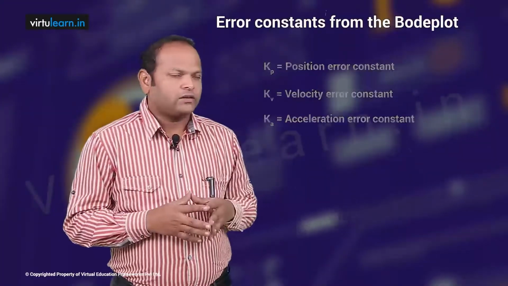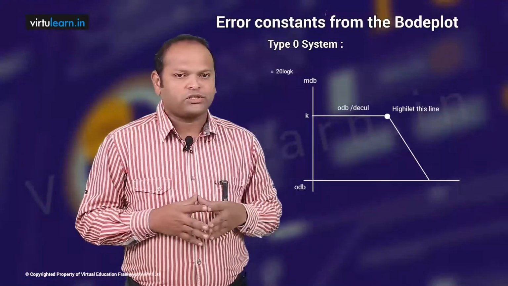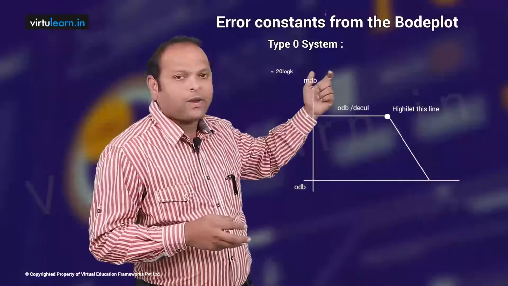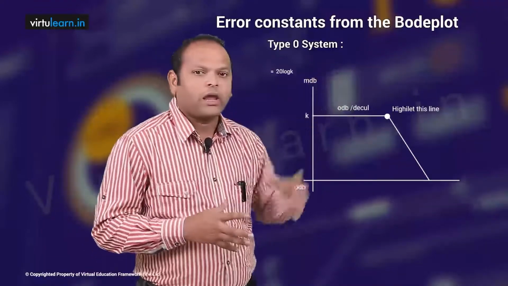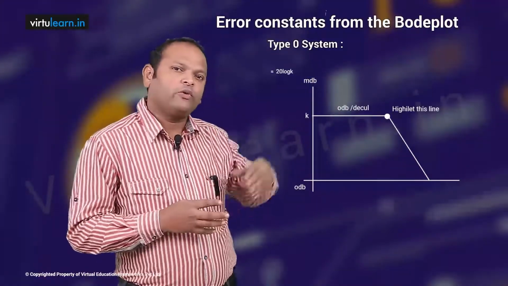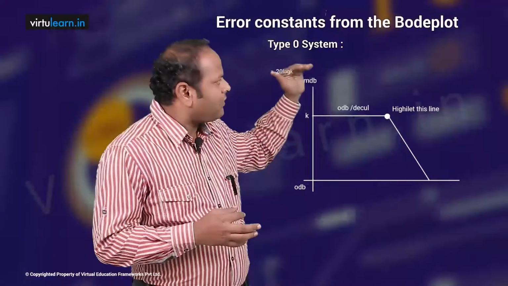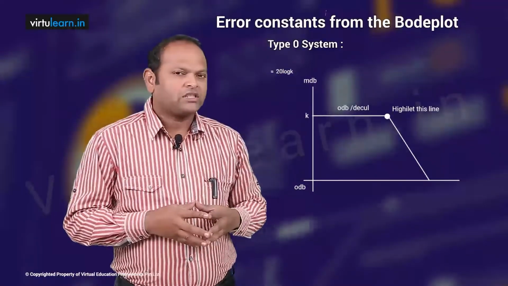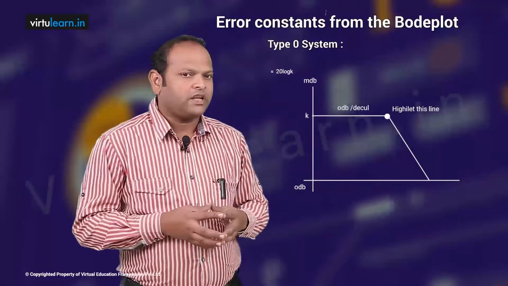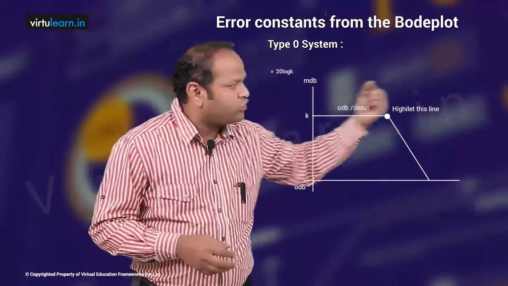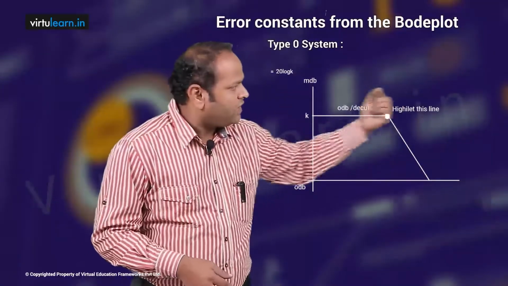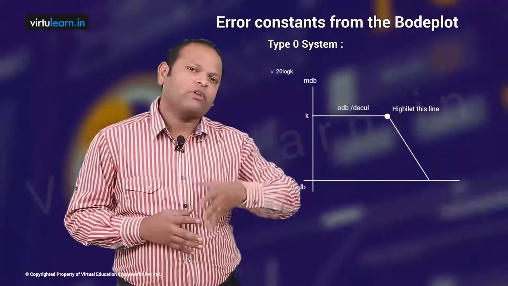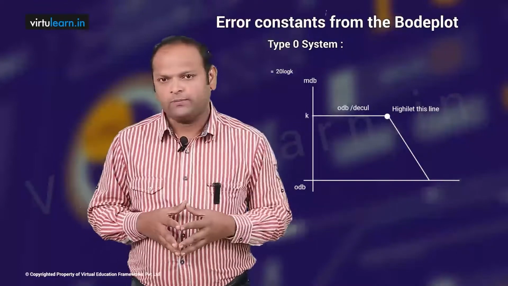So how do we find that? Whenever you have a type 0 system, Kp is 20 log K. You know the K value of the system, so Kp we can directly take as 20 log K, because for a type 0 system the initial slope will be 0 dB, so it will be flat like this.